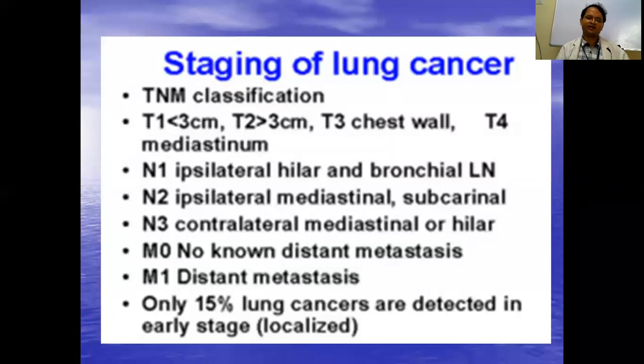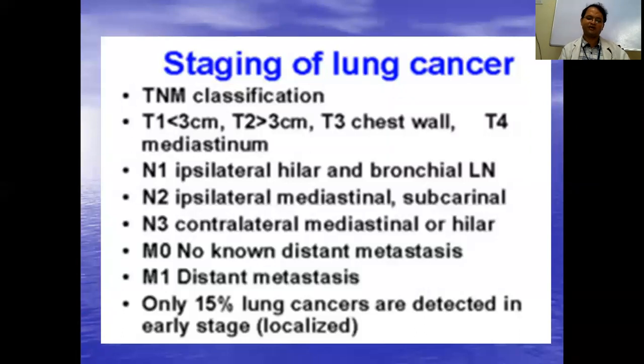And in N1, the hilar and bronchial lymph nodes are affected on the ipsilateral side. If the ipsilateral mediastinal and even the subcarinal lymph nodes are affected, they come under N2. And N3 is when the contralateral, not ipsilateral, on the other side, opposite side, mediastinal and hilar lymph nodes are affected. M0, there is no known distant metastasis, and M1, distant metastasis is present.